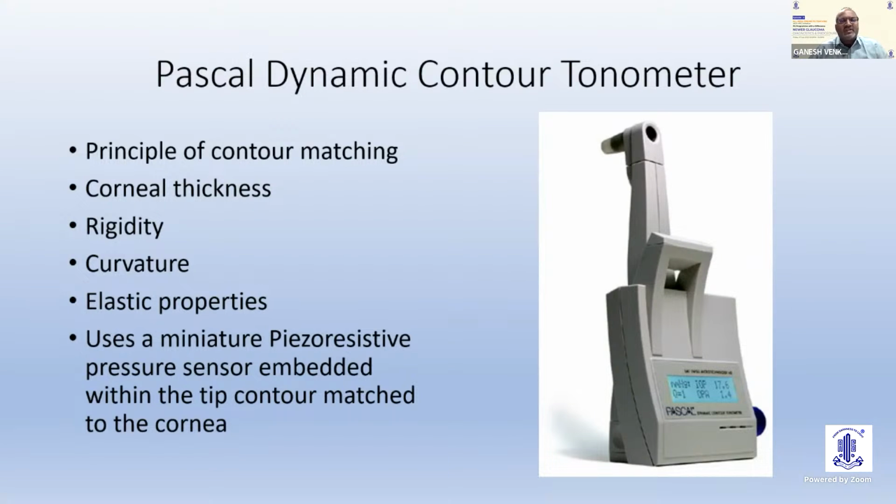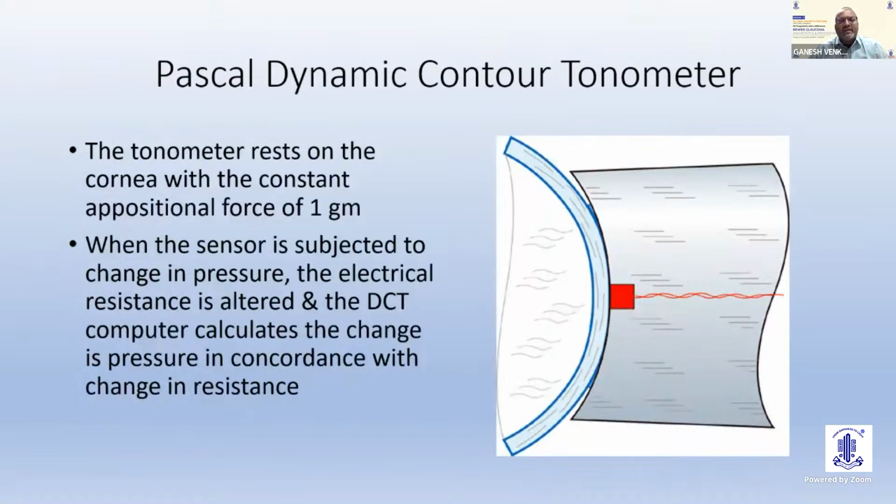It uses a miniature piezoresistive pressure sensor embedded within the tip contour and matched to the cornea. It also doesn't measure the intraocular pressure directly. It measures the fluctuation of the pressure in the eye, which is transmitted into electrical signals, and then multiple readings over a period of 8 seconds give you an output. That pressure difference is translated, using calculations, into an intraocular pressure reading.